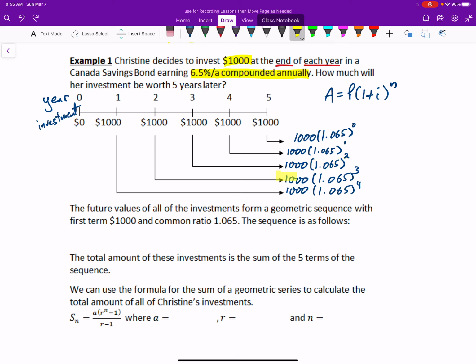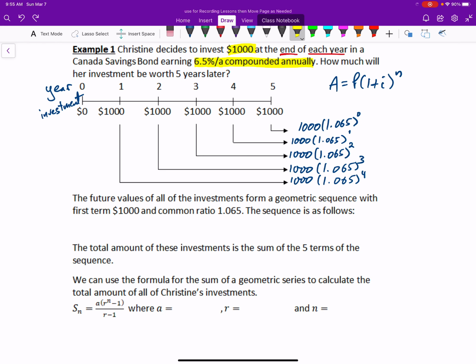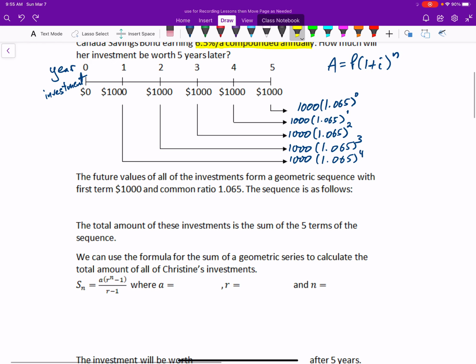And then this one will be worth more still because every one that's got a higher exponent, getting down to this one with the exponent 4, has had more time to earn interest. So they're all different amounts. If we add each of these 5 mini investments together, then we know how much Christine's final value is going to be. So it's going to be 1,000 plus, I'm just going to write it out without calculating it, plus 1.065 to the exponent 1, plus 1,000 times 1.065 to the exponent 2, and so on.